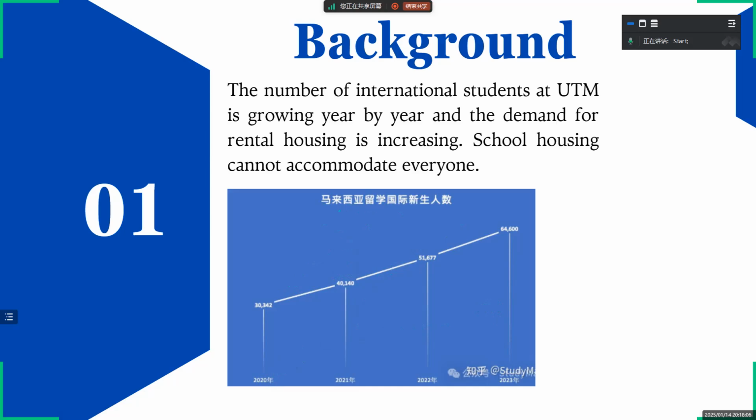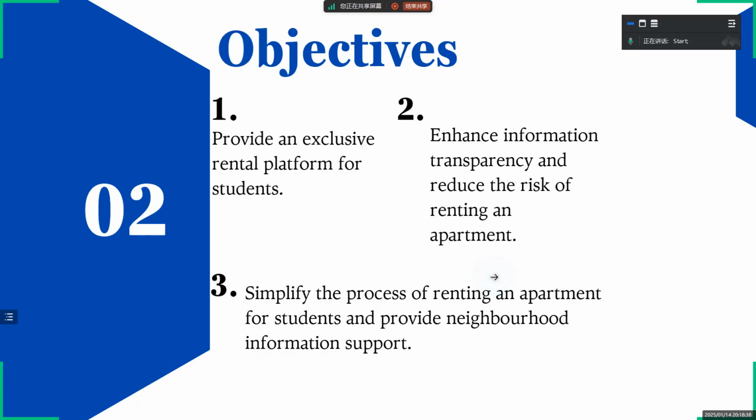For example, a school can only receive 100 people, but there are 1,000 people there. The school cannot receive that number of people. That means a lot of students, especially international students, have to live outside, but they will meet a lot of problems. So this is why I want to do this project, and this is our objective.